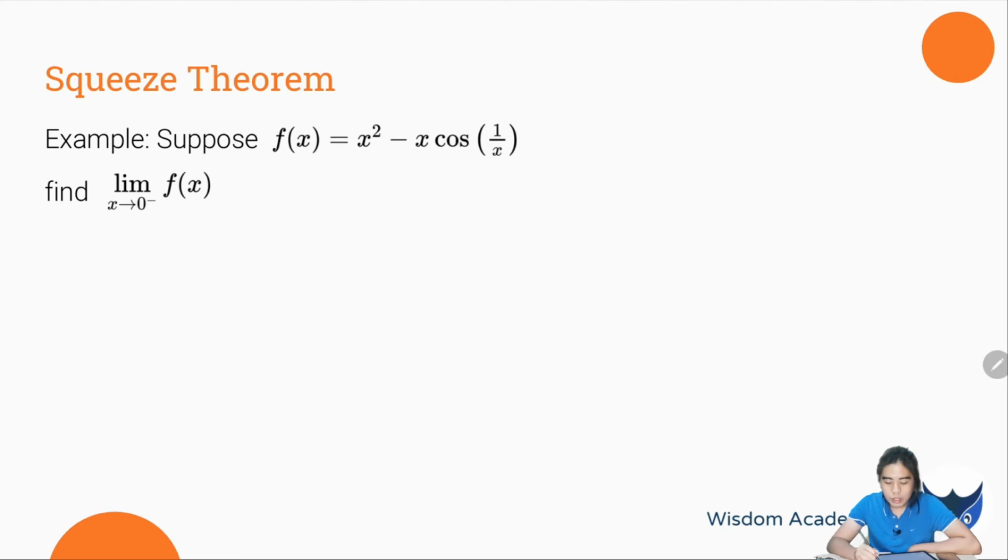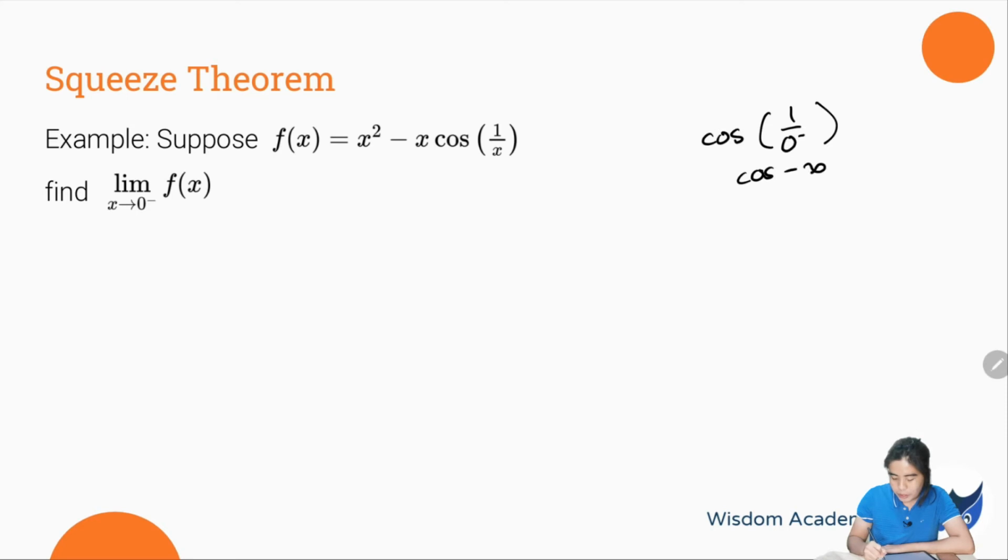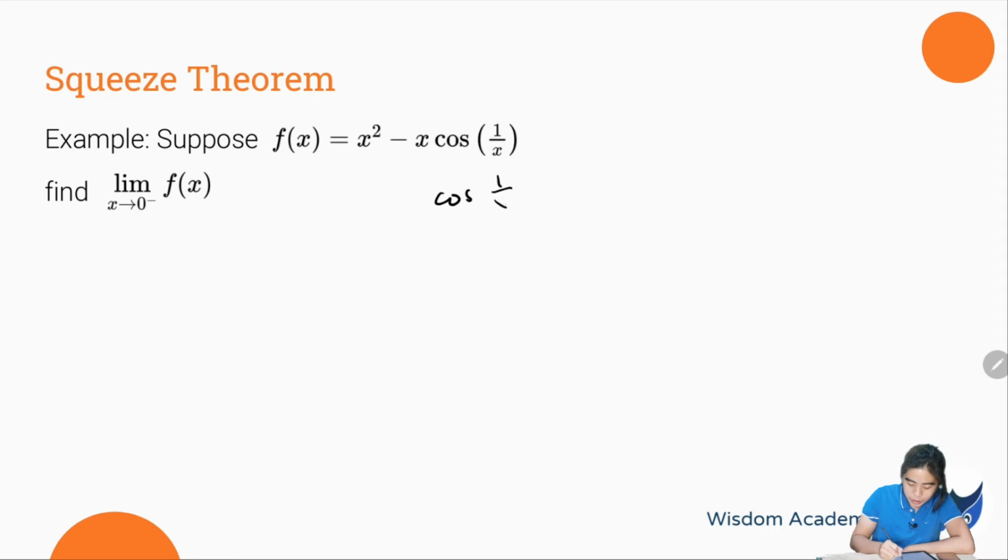Ayan. So another example. So let us find the limit of this function as x approaches 0 from the left. So kung itatry uli natin yung direct substitution, so makakuha tayo dito ng cos of 1 over 0 minus, which is cosine of negative infinity. And again, hindi natin makukuha yung value nito. So, we will use the same technique. So, cosine 1 over x will be between 1 and negative 1.